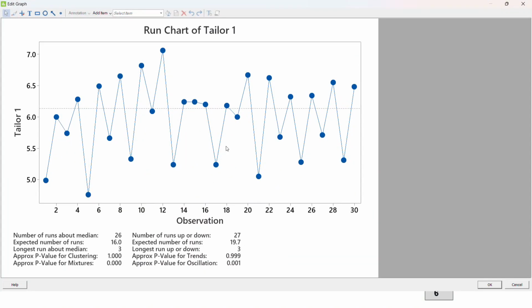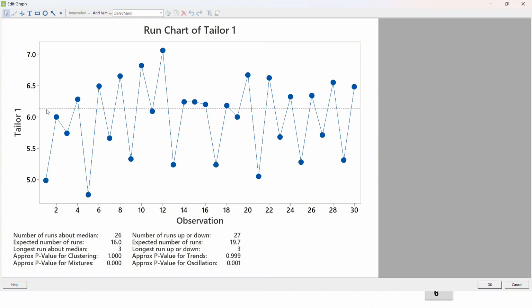If you see, the interpretation of the run chart can be made very easy by looking at the p-values of the run chart. Here you can clearly see the p-value of the mixture is less than 0.05. Not only is the p-value of mixture less than 0.05, the p-value of oscillation is also less than 0.05. Why? Because you see a lot of alternate data points continuously going above and below your center line, and you also have data points far away from the center line.